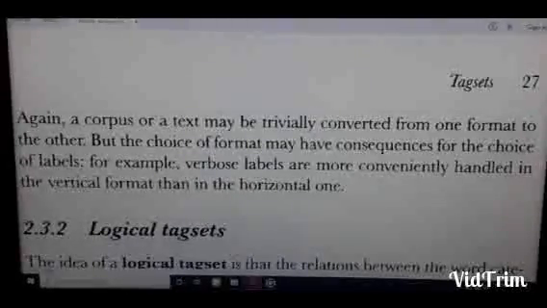Again, a corpus or a text may be trivially converted from one format to the other, but the choice of format may have consequences for the choice of labels. For example, verbose labels are more conveniently handled in the vertical format than in the horizontal one.